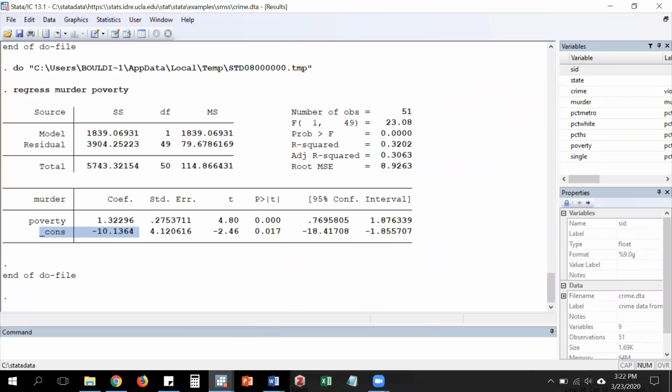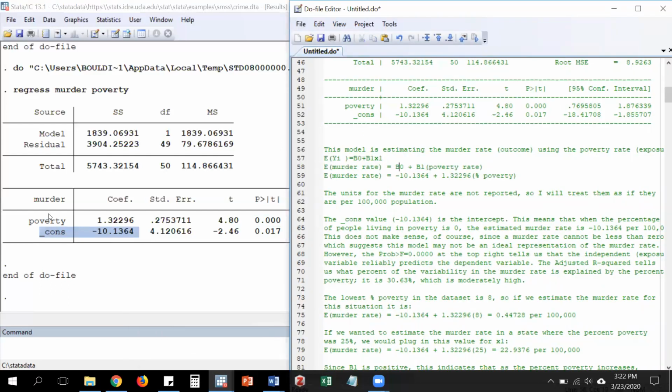This model is saying that if there is no poverty in the state, so if the poverty rate were 0, you would plug in a 0 here, which would cancel out this beta 1, and we would only be left with the beta naught. That says if there were no poverty in a state, then the murder rate would be negative 10.1 per 100,000. So that's clearly problematic. Obviously, a murder rate cannot be negative. So this model isn't perfect. We can tell that already, that it's not a perfect explanation of the murder rate.